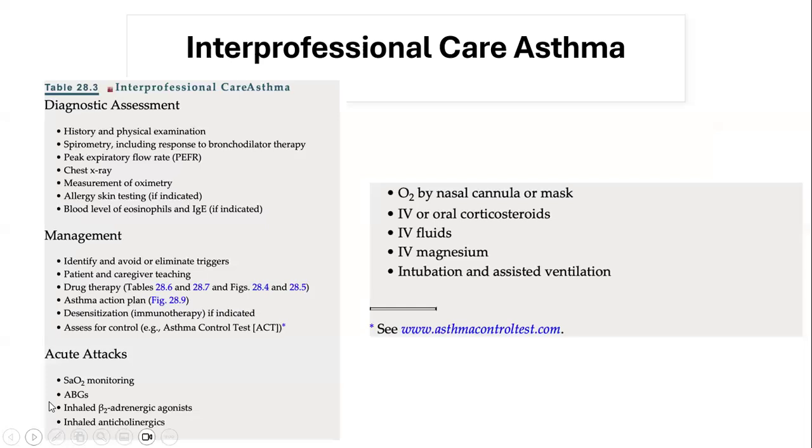During the acute attacks, it is really important to monitor the SaO2, take the ABGs, and also give the inhaled B2 adrenergic agonist and also inhaled anticholinergics. And give the O2 by nasal cannula or mask, give the IV or oral corticosteroid, give the IV fluids, and intubation or assisted ventilation if needed.